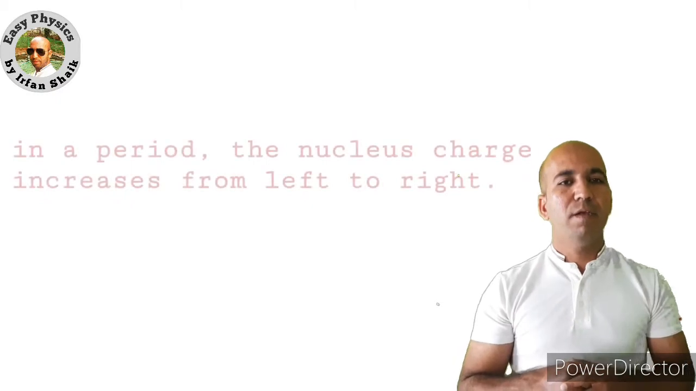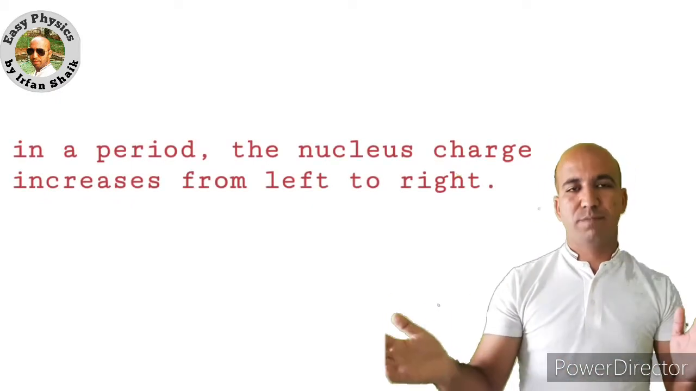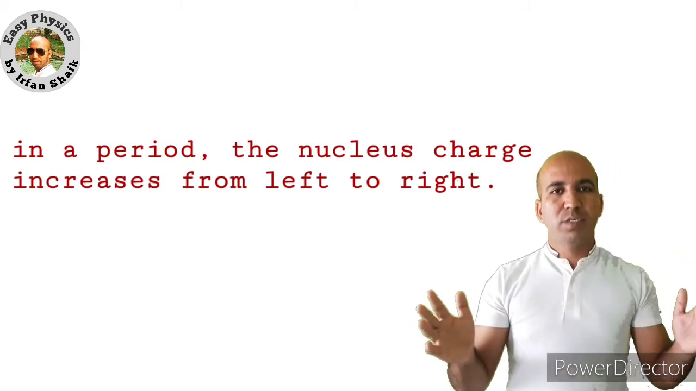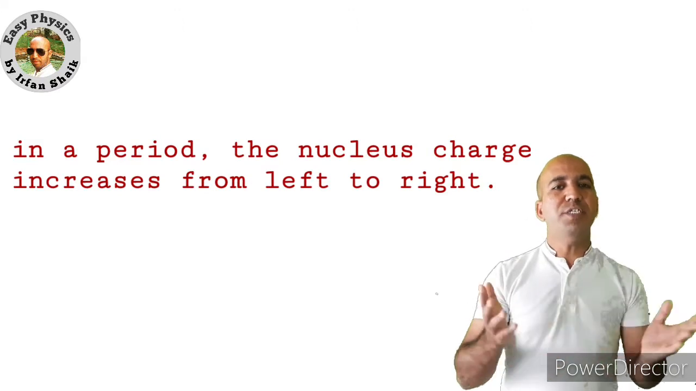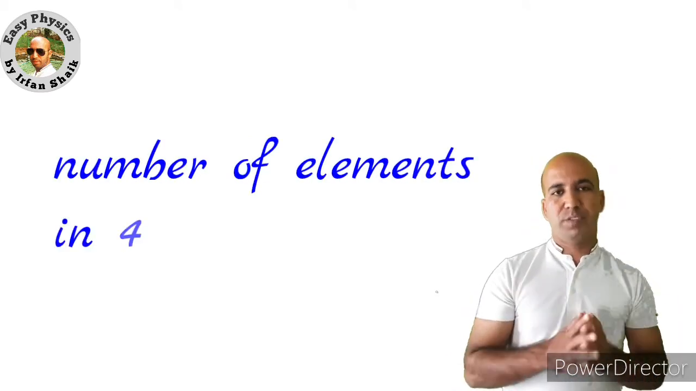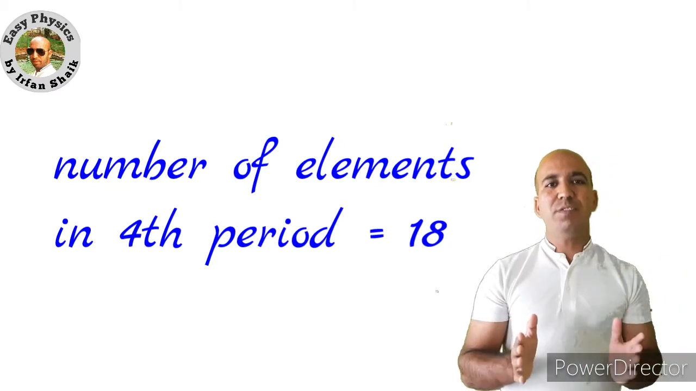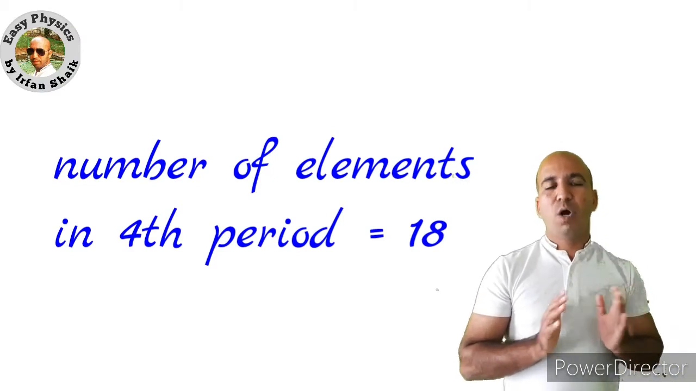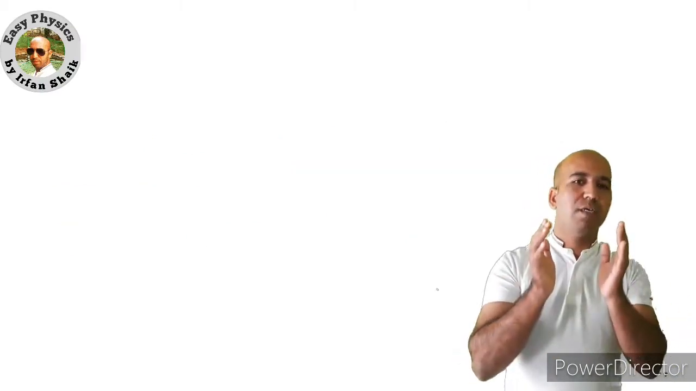What about the period? In a period, from left to right. So any period you take, the elements from left to right, how does the atomic size change? So we know that, let us take an example of the 4th period. The 4th period has 18 elements. And these 18 elements are present in the same period, so the positive charge in the nucleus increases.